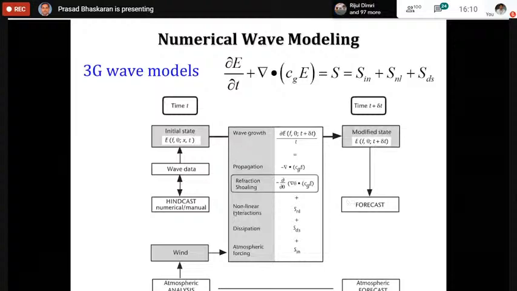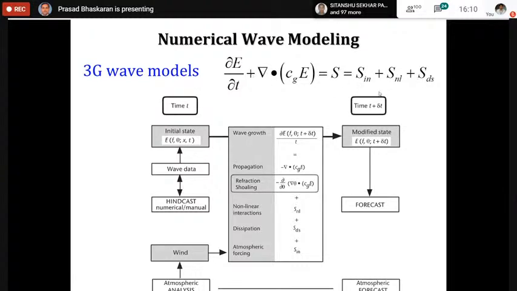So the basic equation of a numerical wave model looks the same. This already I have mentioned in my previous slide. So you need to have the balances between all these terms, as what we see in the right hand side.